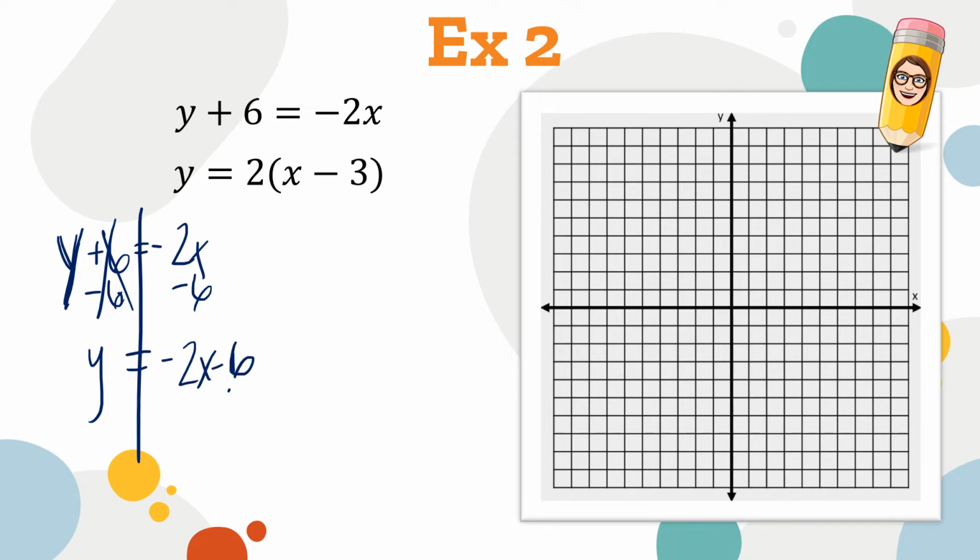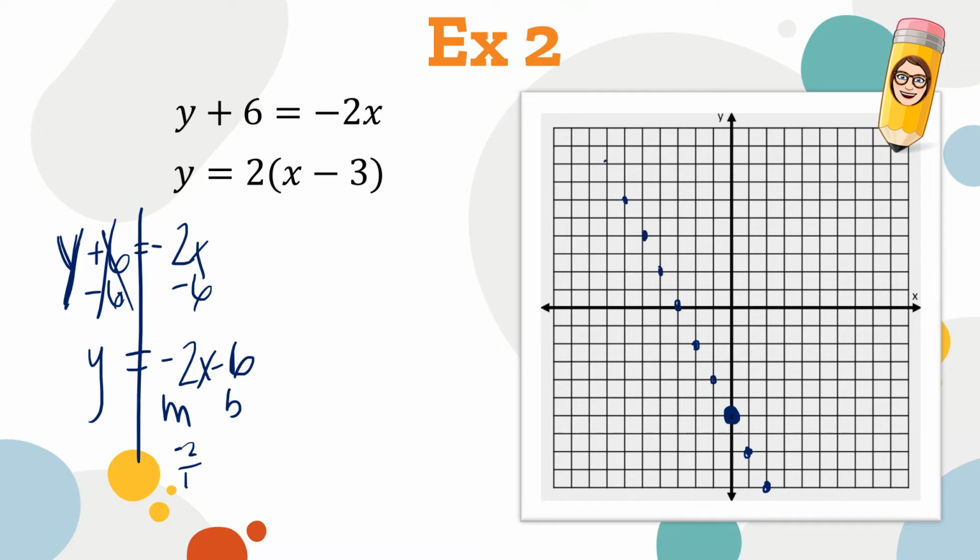Let's graph. My beginning by itself is negative 6. 1, 2, 3, 4, 5, 6. Remember, that's your y-intercept. So you always start on the y-axis. My slope is negative 2. That means I think of it as negative 2 over 1. That means down 2, right 1, down 2, right 1. I ran out of room, so let's go the other way. Up 2, left 1, up 2, left 1. Let's carry that through.